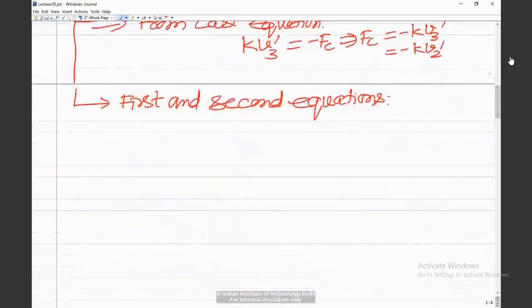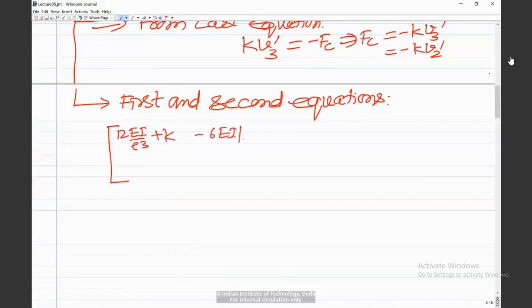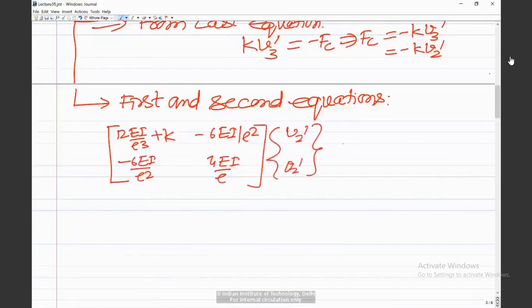So the first two equations become: 12EI by l cube is already there, plus, as I said, when we take minus fc to the left hand side, we add k here, and then minus 6EI by l square, minus 6EI by l square, and then 4EI by l. This multiplies v2 dash and theta 2 dash, and is equal to, on the right hand side, minus q dash l by 2 and q dash l square by 12. So now these are the two equations in v2 dash and theta 2 dash.